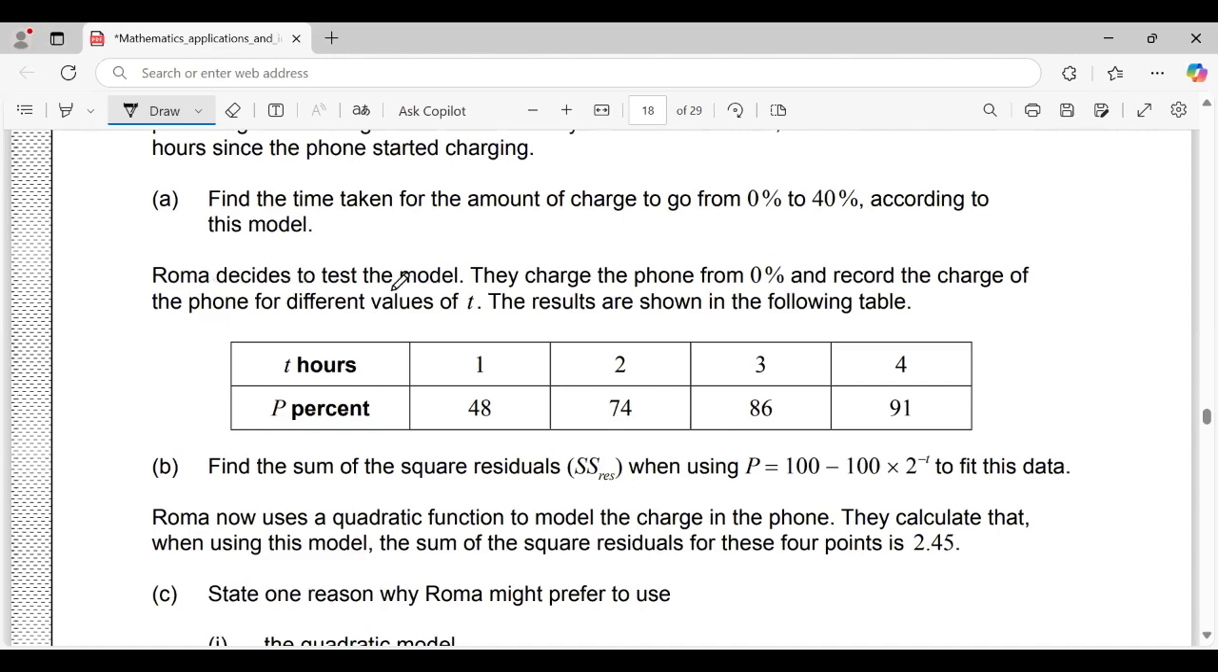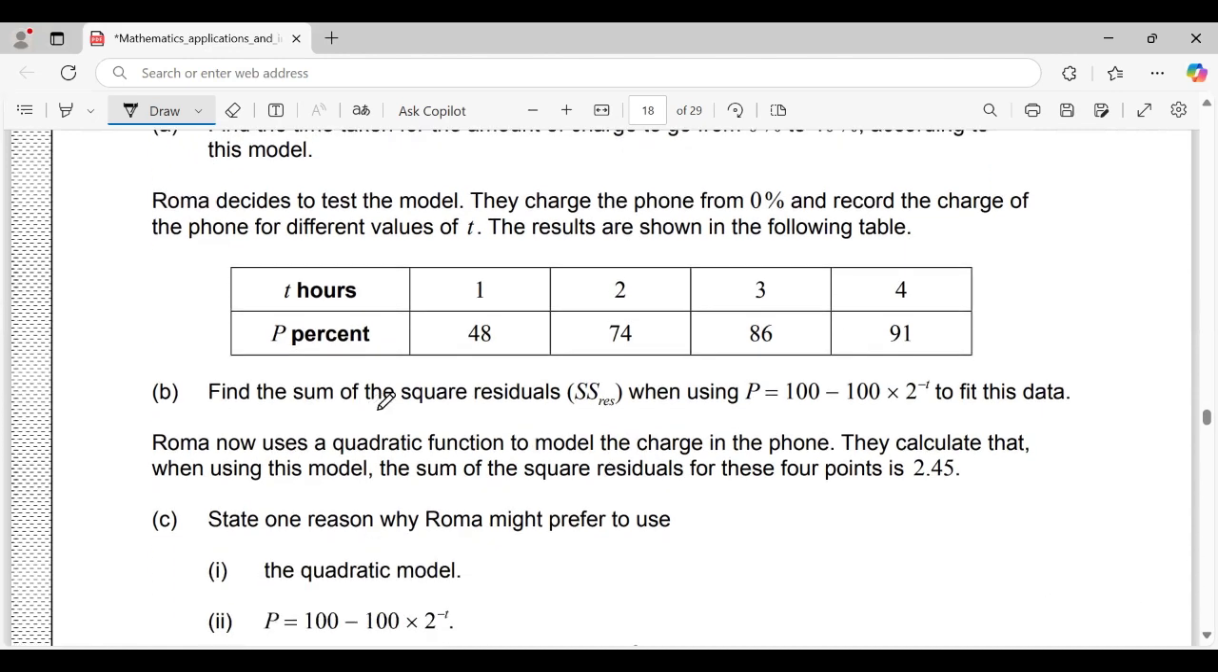Roma decides to test the model. They charge the phone from 0% and record the charge of the phone for different values of t. The results are shown in the following table. Find the sum of the square residuals when using p equals 100 minus 100 times 2 to the power of minus t to fit this data.